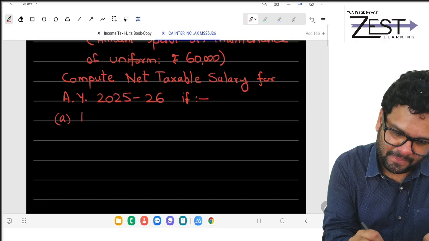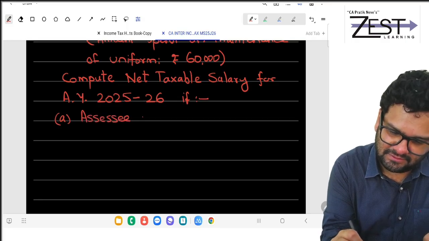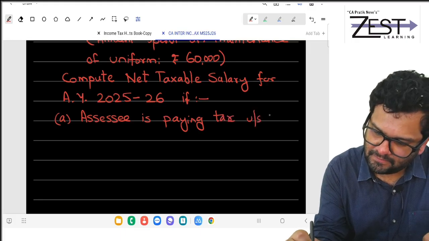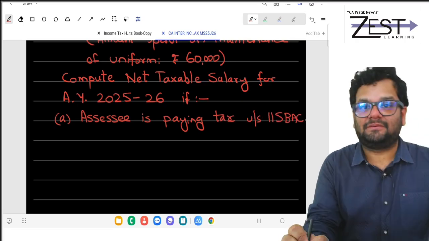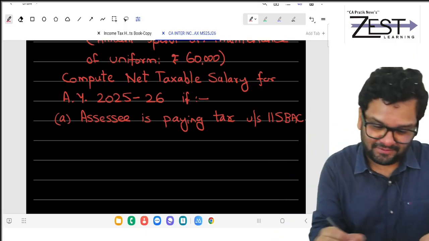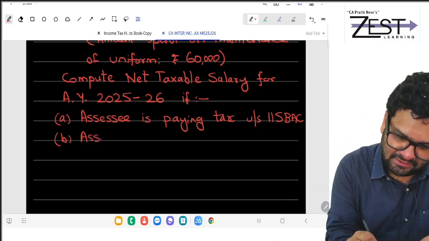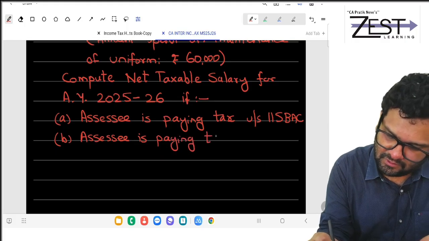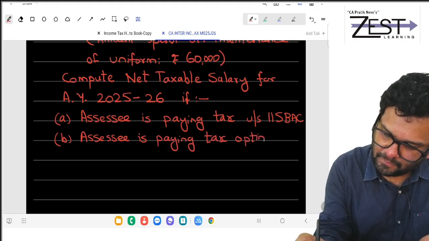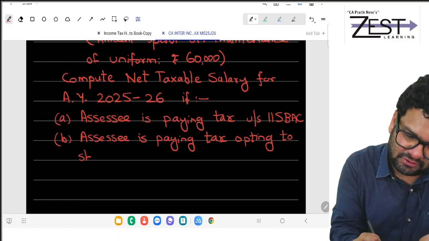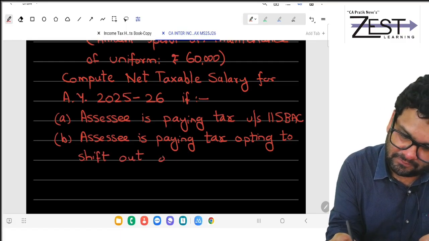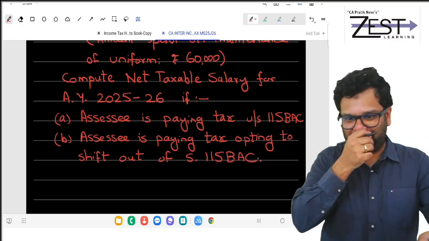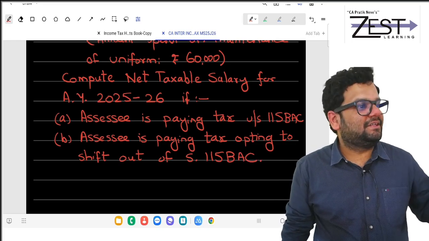If assessee is paying tax under section 115BAC, that is first, and second, assessee is opting to shift out of section 115BAC. Did you all understand? This both ways you have to calculate.